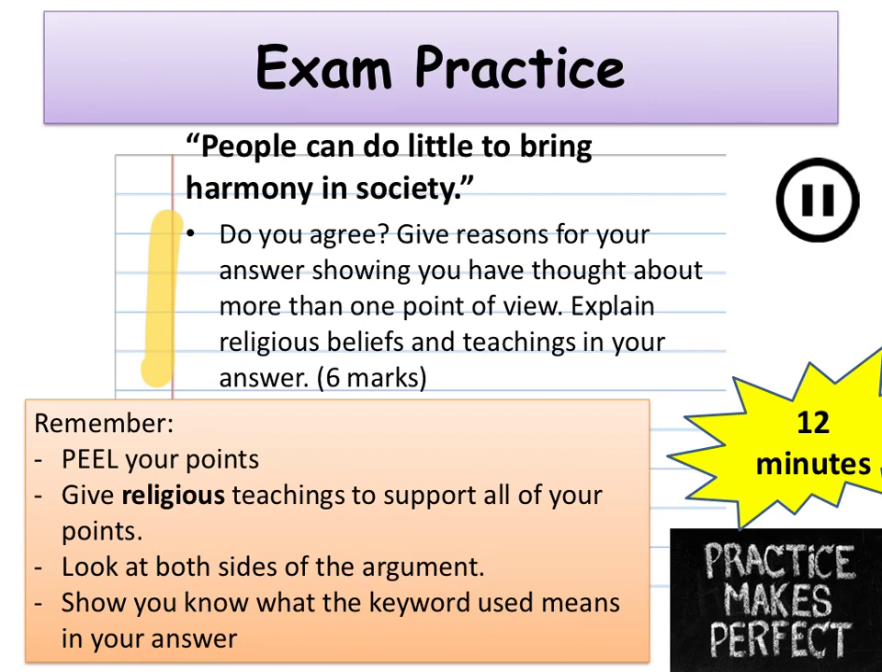The essential things to remember for a 6-mark question are that we peel our points, so we're giving point, evidence, explanation and link. We give religious teachings to support all of our points, and we need to make sure that they are religious teachings that we're giving. We look at both sides of the argument. You can see here that it says that we've thought about more than one point of view, and that we show that we know what the key word means in our answer. Here the key word is harmony, so we need to make sure that we keep on referring back to harmony and linking it to the points that we're making.